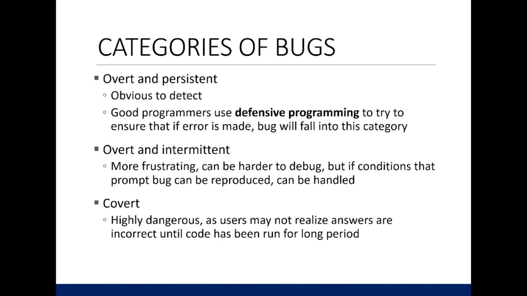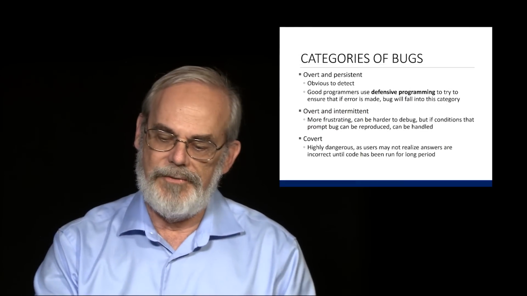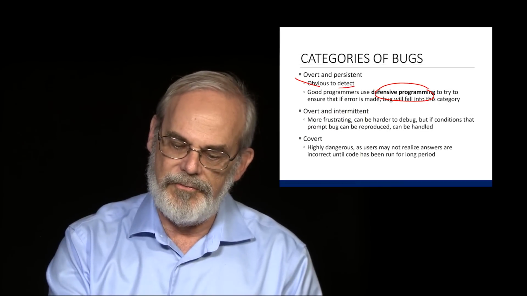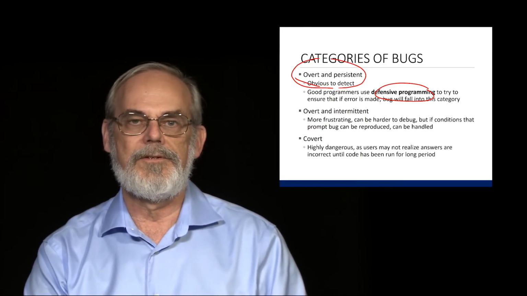The latter category are the toughest ones. They're highly dangerous, as you as a programmer may not realize they're there, and more importantly, the user may not realize that answers are incorrect until the code has been run for a very long period or has gotten to a very different portion of the code, and trying to backtrack to find where that error came from can be really hard. So this is where defensive programming can be important, because if you can force bugs into this category, you're just in better shape.